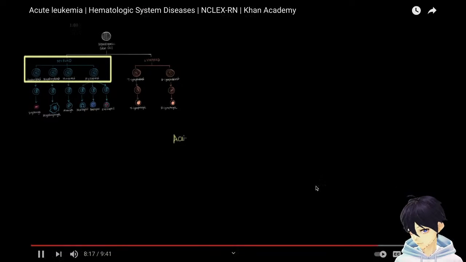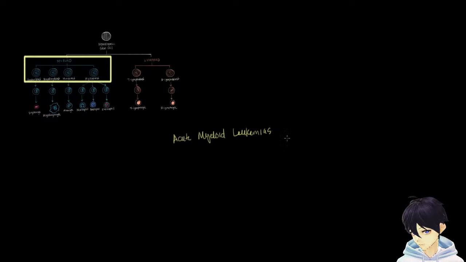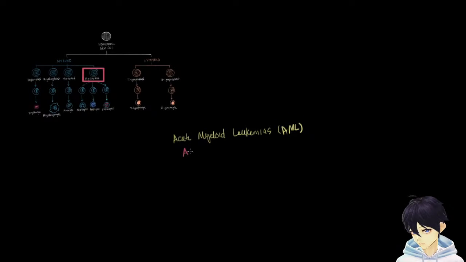You have the acute myeloid leukemias. And because there are many types of myeloid cells, you can have several different types of acute myeloid leukemias. And then acute myeloid leukemia is abbreviated AML. So for example, you could have an acute myeloid leukemia developing from a myeloblast, so this cell over here. And that would be called an acute myeloblastic leukemia. You could also have an AML that develops from a monoblast, and that would give you an acute monoblastic leukemia.